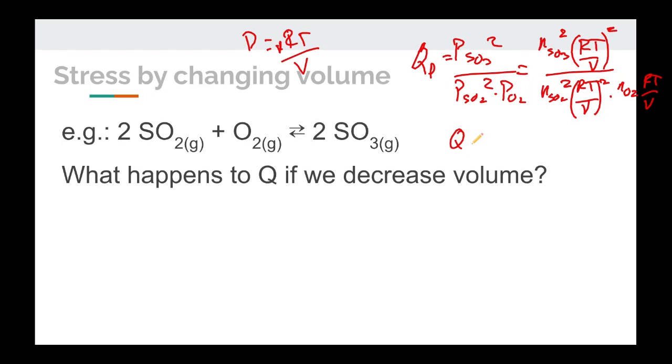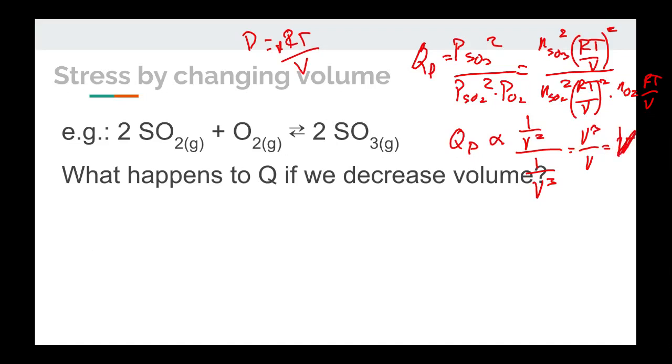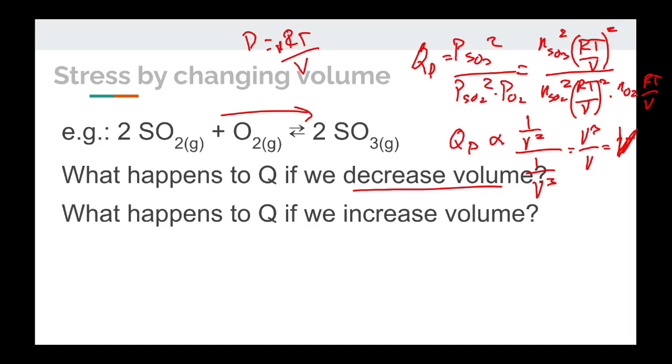So we can think about QP then as being proportional to 1 over V squared over 1 over V cubed, or V cubed over V squared, or just V. So if we were to decrease the volume, decreasing the volume would make Q smaller. If Q is smaller, that means you need more product, less reactant, so that means this reaction is going to shift to the right.